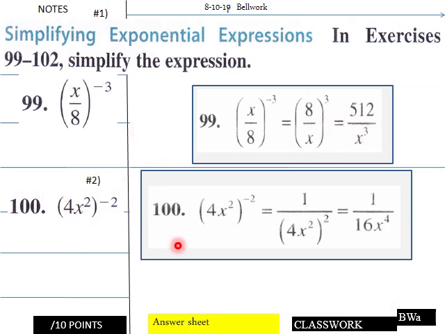And then for 4x squared to the negative 2 power, again, you reciprocate here, 4x squared. And then when you square everything in here, you come up with 1 over 16x to the 4th power for that.